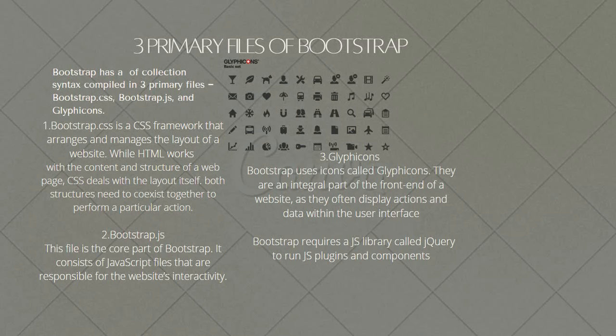Bootstrap CSS. It is a framework that arranges and manages the layout of a website, while HTML works with the content and structure of a web page. So these two work together in order to make sure that they perform a particular action on the system. Therefore, you need CSS and HTML in Bootstrap CSS. The two are combined to make up Bootstrap CSS.